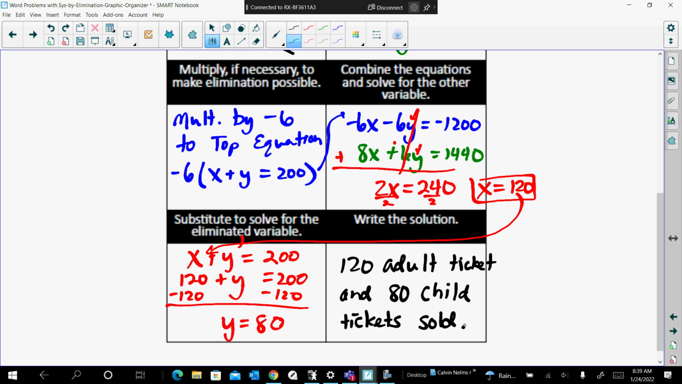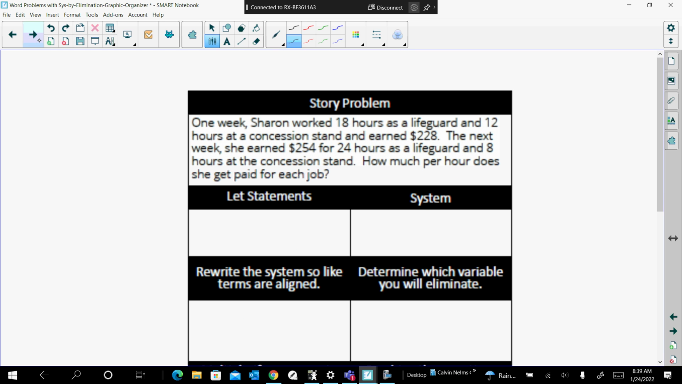We okay on that? All right, this next set is on the next sheet, okay? We always start off with your let statements based on the scenario. So it says 1 week, Sharon worked 18 hours as a lifeguard and 12 hours at a concession stand and earned $228. The next week, she earned $254 for 24 hours of a lifeguard and 8 hours at the concession stand. How much per hour does she get paid at each job?